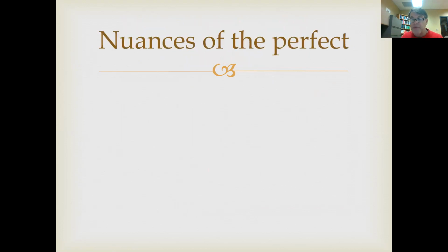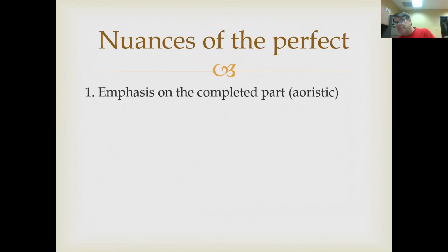Nuances of the perfect, intermediate kind of nuances. So the emphasis can be on the completed part. We call that an aoristic perfect, where it's emphasizing the completedness so much that it's almost an aorist, but not quite, because it's emphasizing the completedness. It is finished. Well, actually, that's, yeah, okay, never mind.